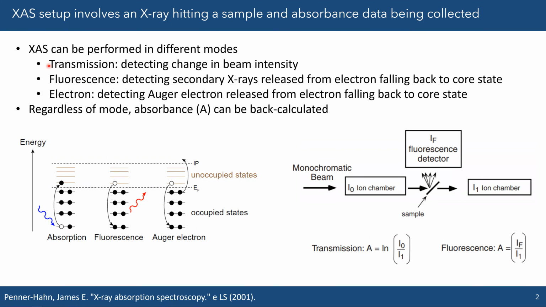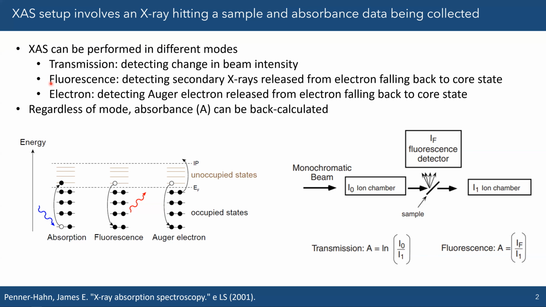So this is where the mode comes into play. For transmission, you do need a fairly concentrated sample. If you have very dilute samples, I just know that fluorescence and electron-based modes are more sensitive than transmission modes. So if you have a very dilute sample, people mostly use fluorescence. I don't have any numerical answers, but they should be pretty sensitive.